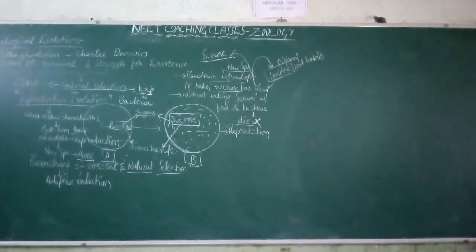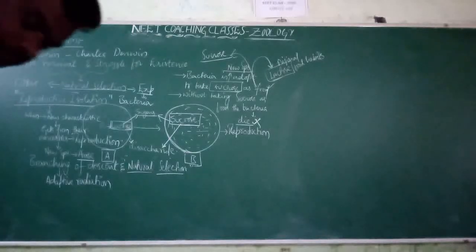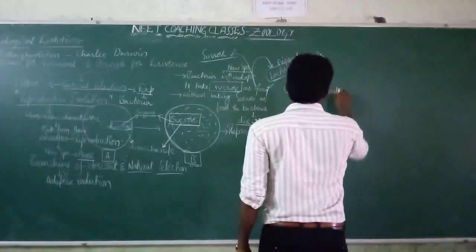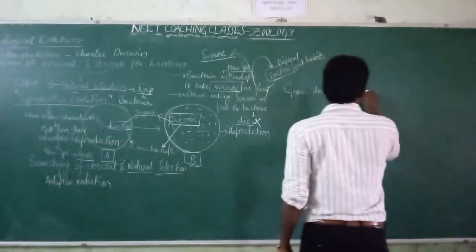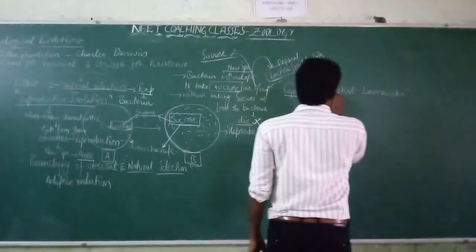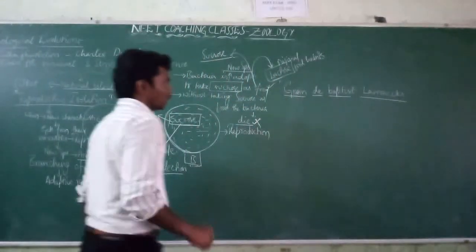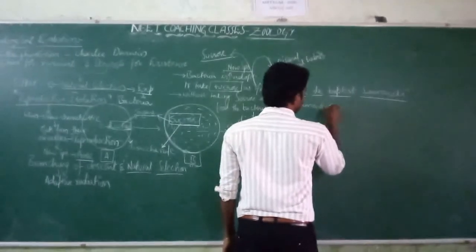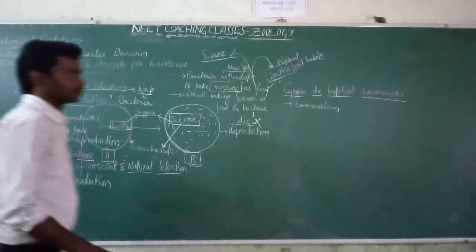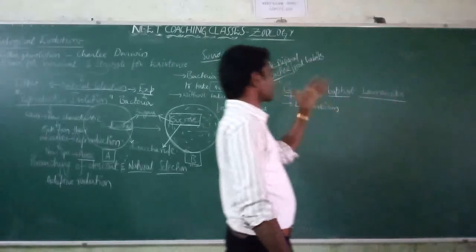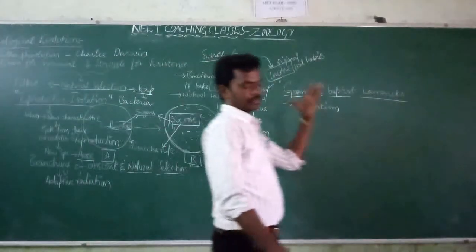And one more scientist is also there. The scientist's name is Lamarck, Jean-Baptiste Lamarck. His ideas are commonly called Lamarckism. The scholars who were attracted to Lamarck's ideas are called Lamarckians.